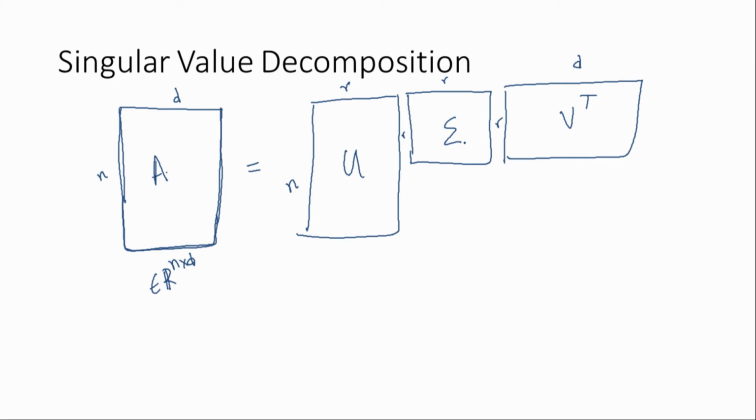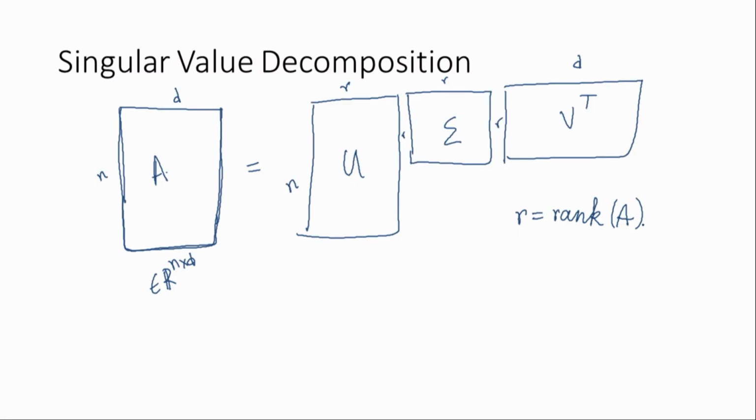So every n by d matrix that is of rank R. Okay, what is the rank of a matrix? Number of linearly independent rows or columns, and the row rank of a matrix is equal to the column rank of a matrix. So we can just talk about the rank of the matrix. So every n by d matrix of rank R can be written as a product of three matrices.